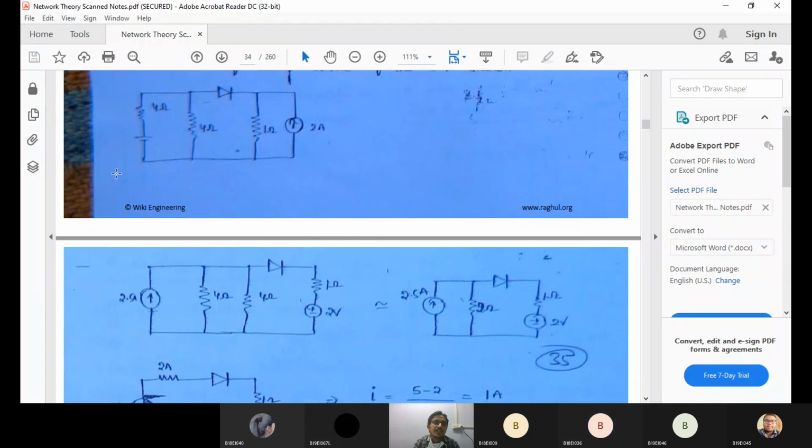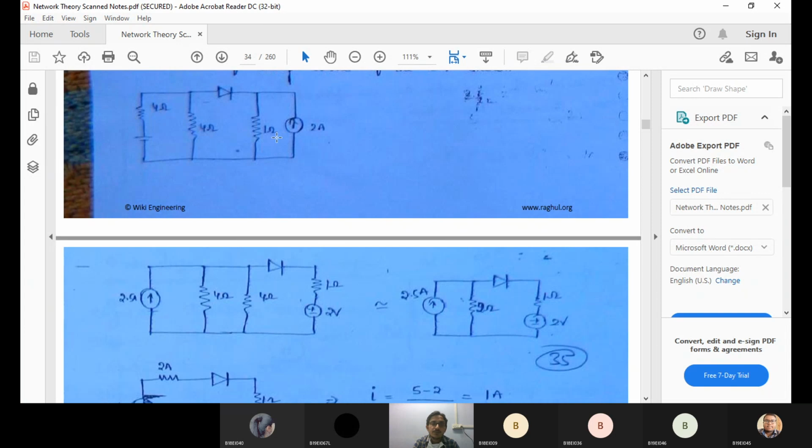Right. This 10 volt source that we are converting into the current source. Current source means that I is equal to V by R, 10 by 4 is 2.5. And for a current source, resistance should be connected in parallel. This 4 ohms is in parallel, and already another 4 ohms is there. This 4 ohms and this 4 ohms are parallel. And this acts like a current source. And this is the diode.